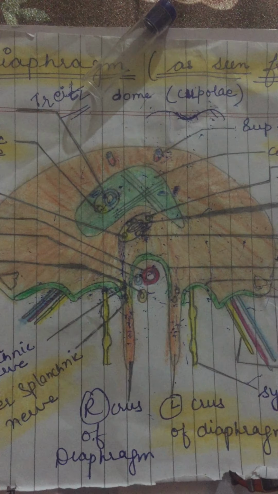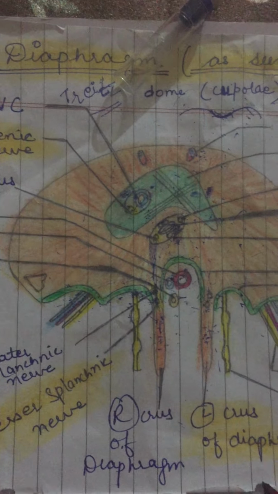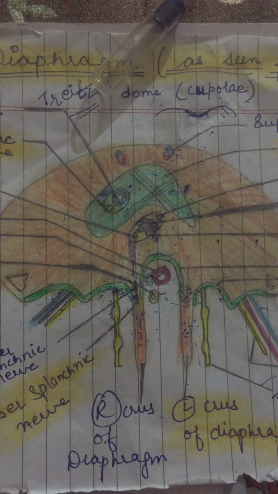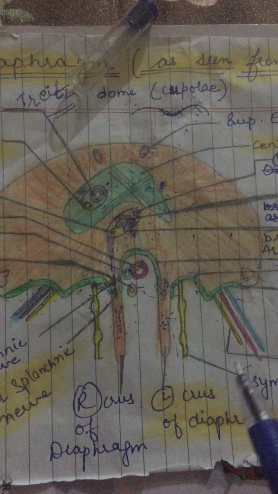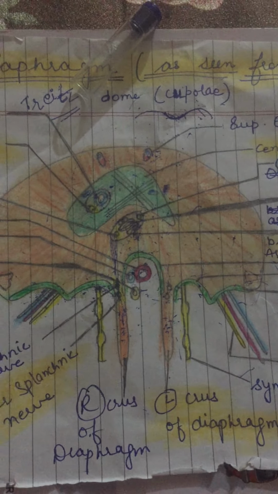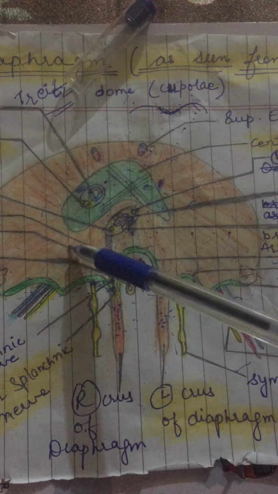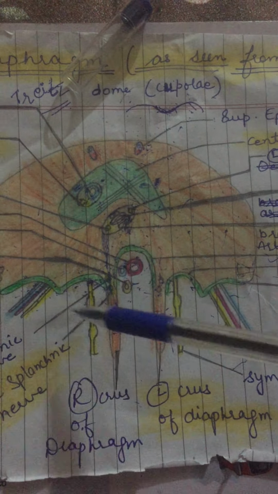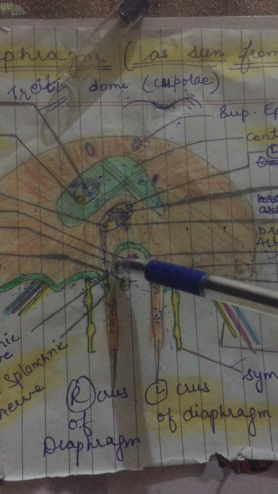Hello viewers, today's topic for discussion is the diaphragm. So what is the diaphragm? It is a dome-shaped muscular aponeurotic partition between the thorax and abdomen. I have drawn the diaphragm here. It forms the roof of the abdomen, and it separates the thoracic cavity from the abdominal cavity.